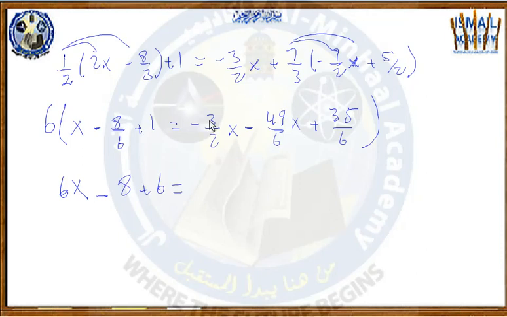If I multiply here by 6, what's left? 9. Yes? Because 6 times 3 is 18, divided by 2 is 9. So I have 9 plus 35. Do you have any fraction anymore? No. That's it. You always multiply by 6.